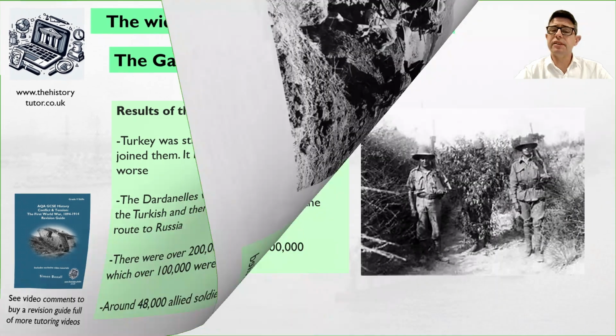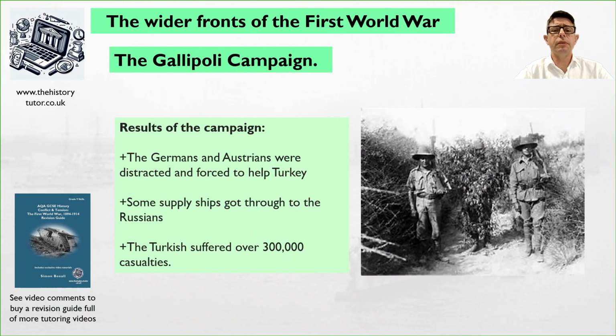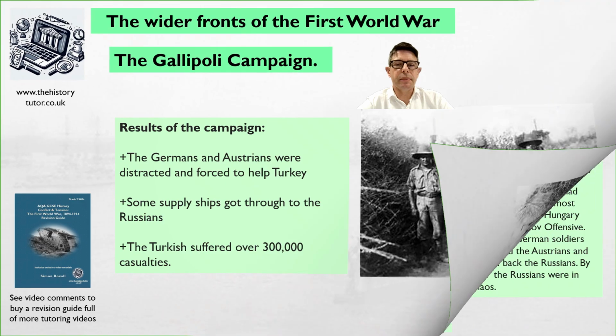Okay, you can interpret some successes if you wish. So obviously the Germans and Austrians were distracted and were forced to help Turkey, which gave the Russians in the east a little bit of a break. Some supply ships did get through to Russia, but there was no permanent supply line. And the Turkish also suffered 300,000 casualties, so they were severely weakened from the war. They were not necessarily a great power, so for them this was quite a big loss, and they were less significant in the war. So what about some of the wider fronts?